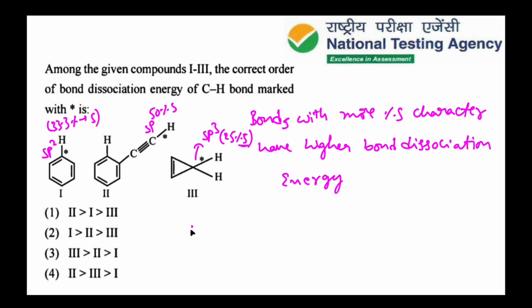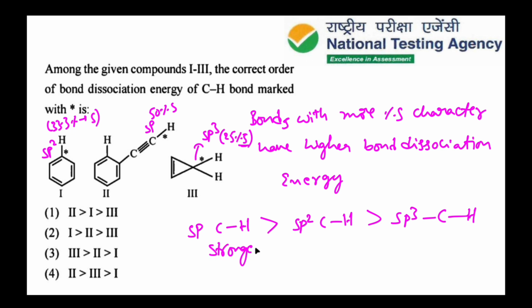So the sp CH bond dissociation energy is more than the sp2 CH bond, then the sp3 CH bond. So the strongest bond is the sp CH bond, so it requires more bond dissociation energy. So the correct answer is the second is more than the first, then the third. So the first option is the correct representation.